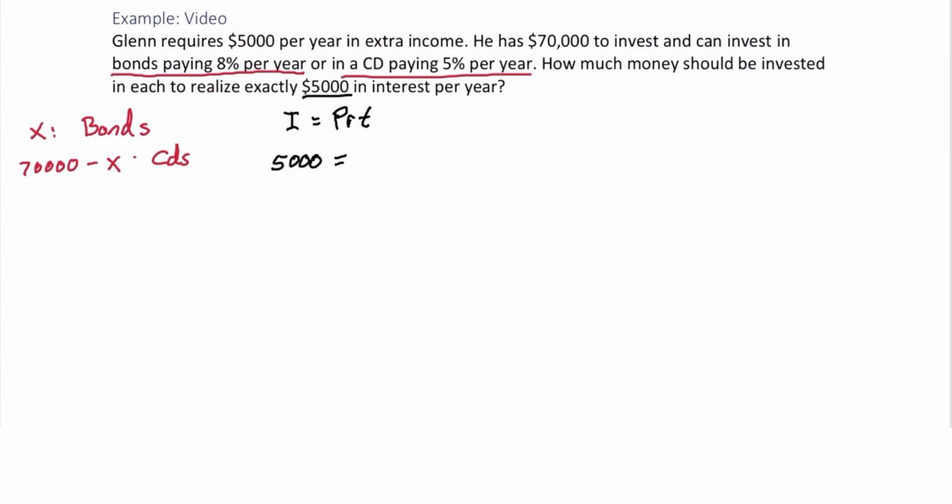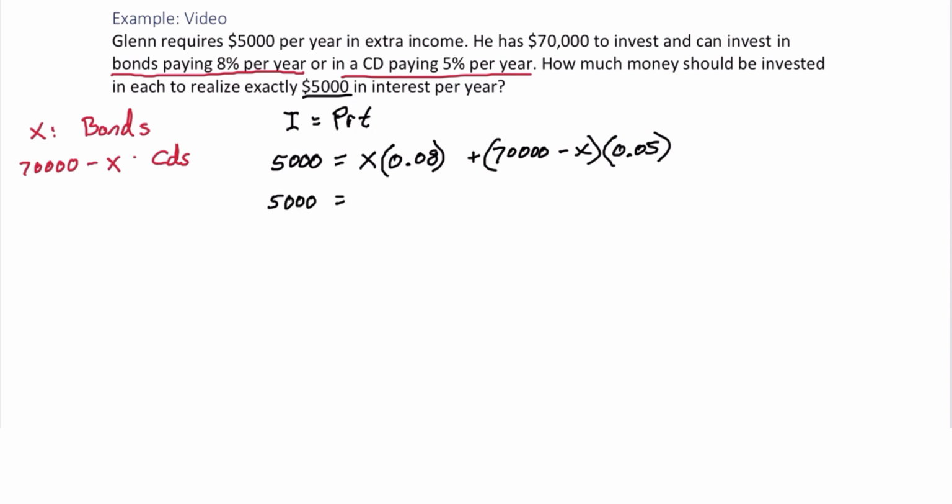We have two different principals. First, we'll start with bonds, which is X. The rate on bonds is 8% or 0.08. Time here is just 1. Multiplying by 1 is not going to change anything. And then our other principal, 70,000 minus X, and the rate on CDs, 0.05, 5%. From here, we have our equation. We can go through and simplify.